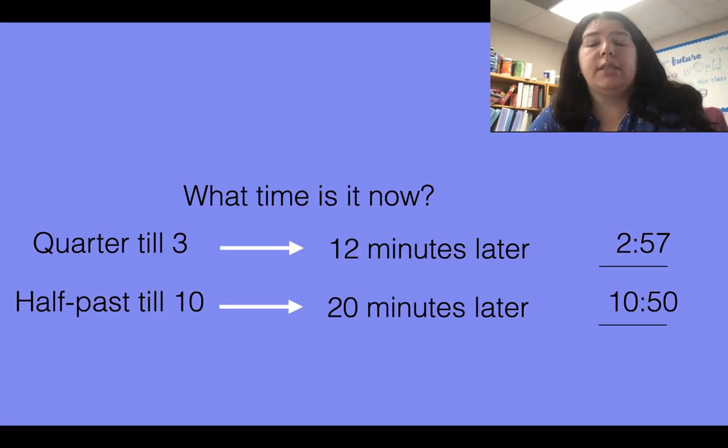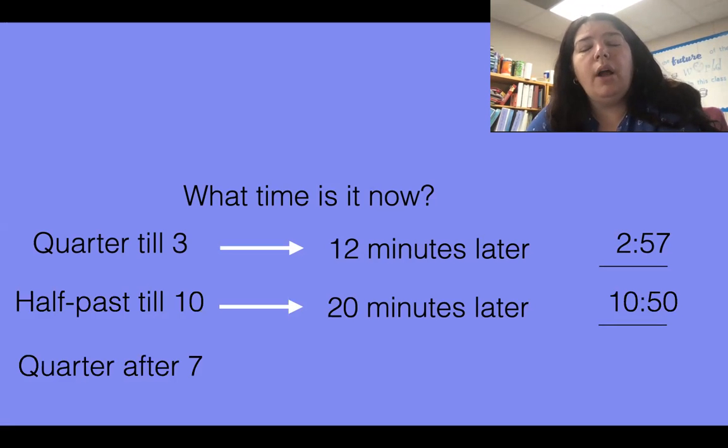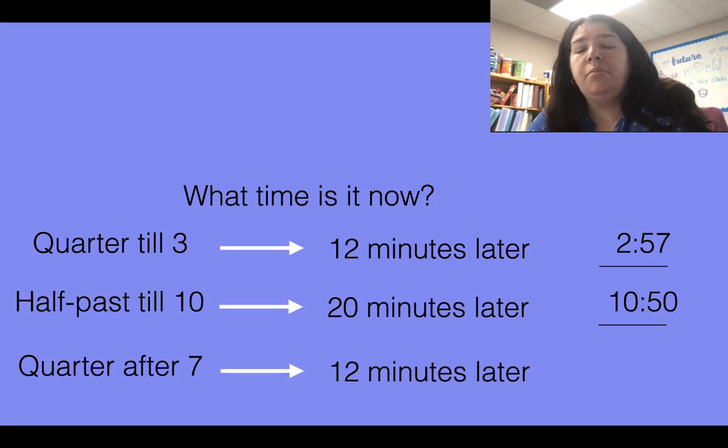Very, very good. It's 10:50. Excellent. One more. A quarter after 7. We've learned that quarter means 15 minutes and it's after 7. So what time is it? 7:15. Very good. And how 12 minutes later?